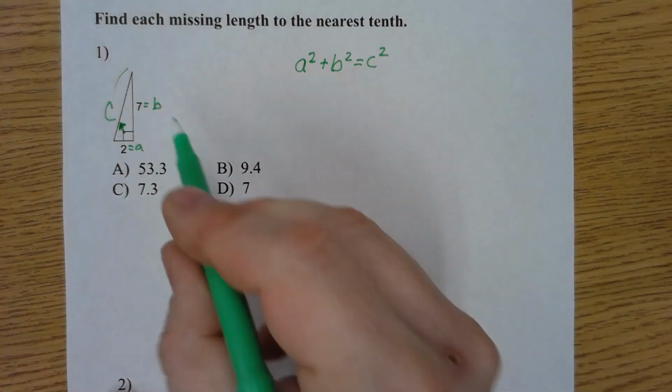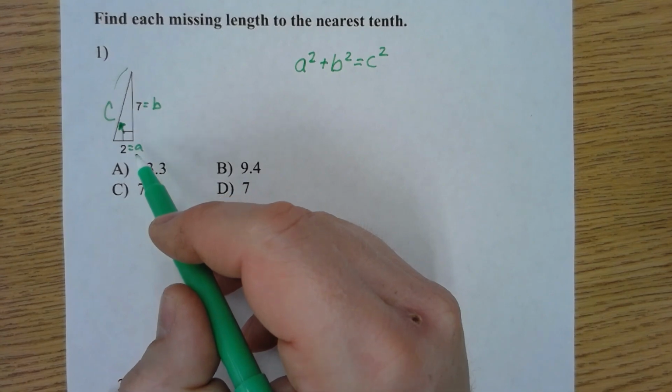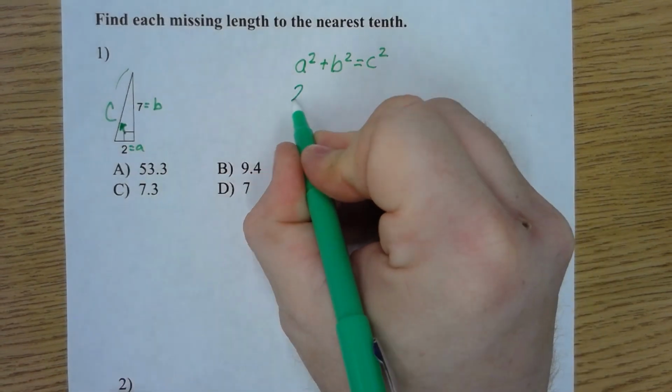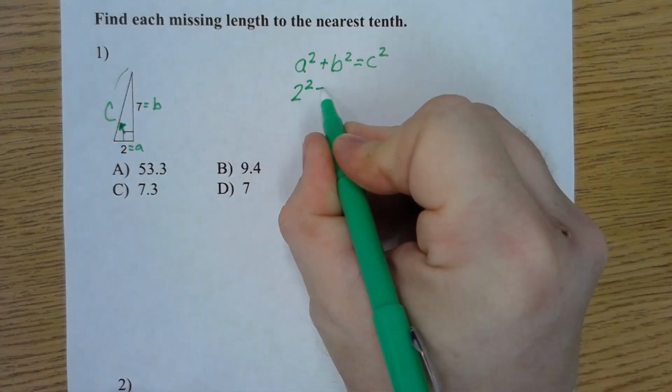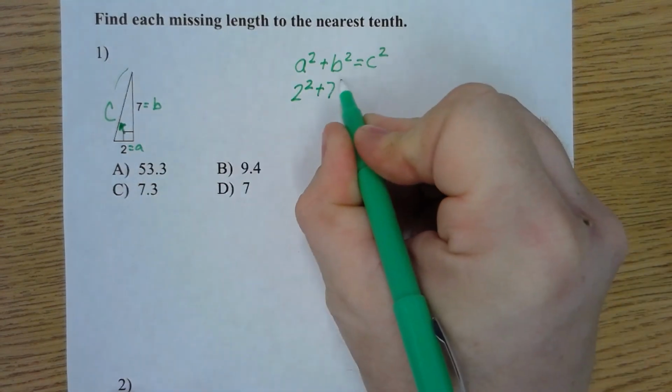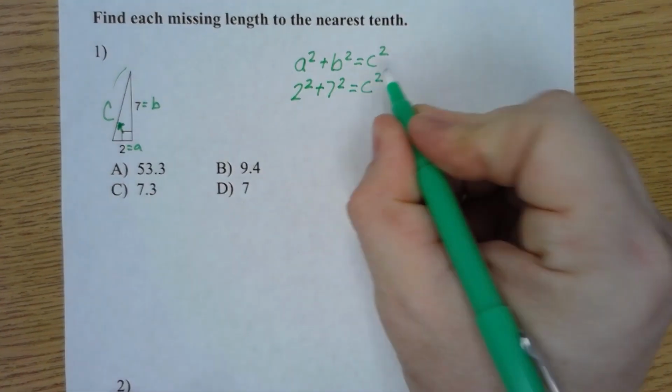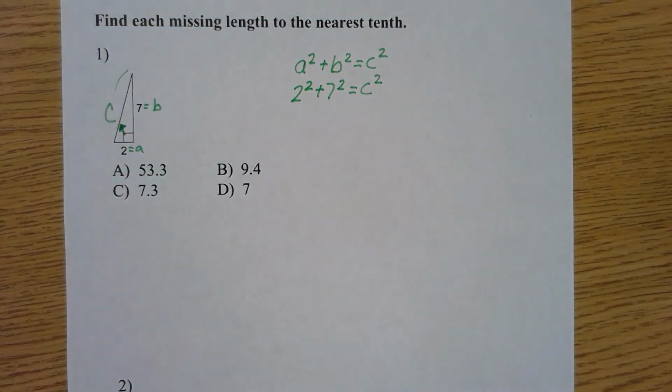Now we're going to take our known values and plug them in. A is 2, so don't forget to square it: 2 squared plus B, which is 7, and again square it, and then C remains a variable. In order to solve this, I'm going to show you how to use the calculator on your phone to make it easier.